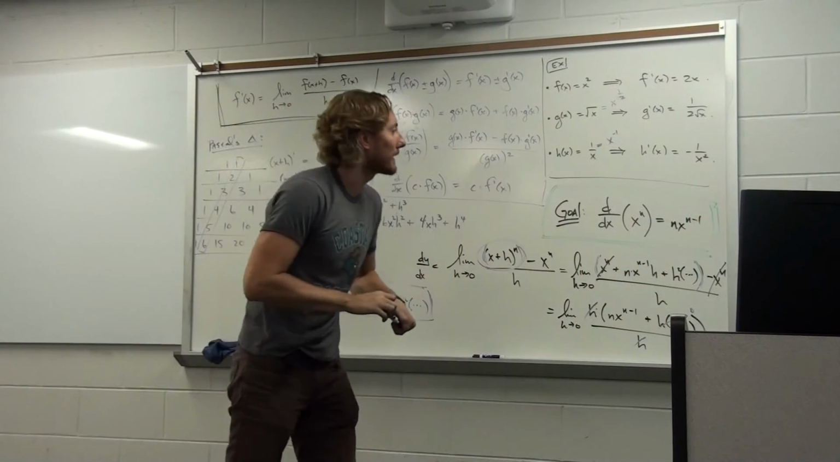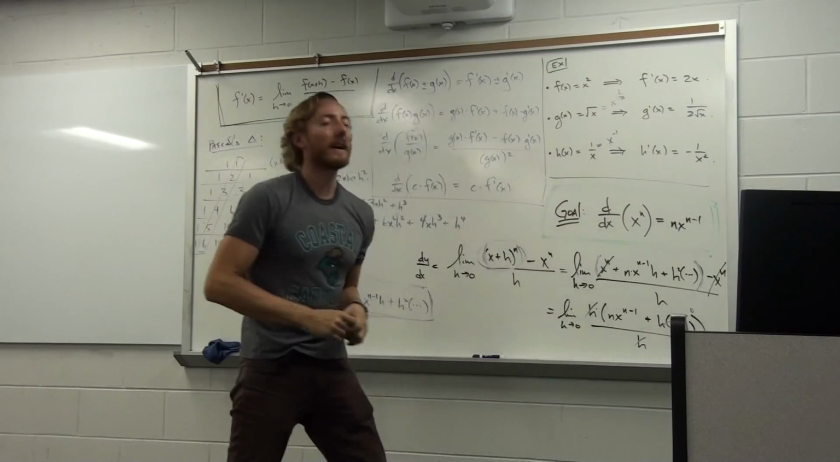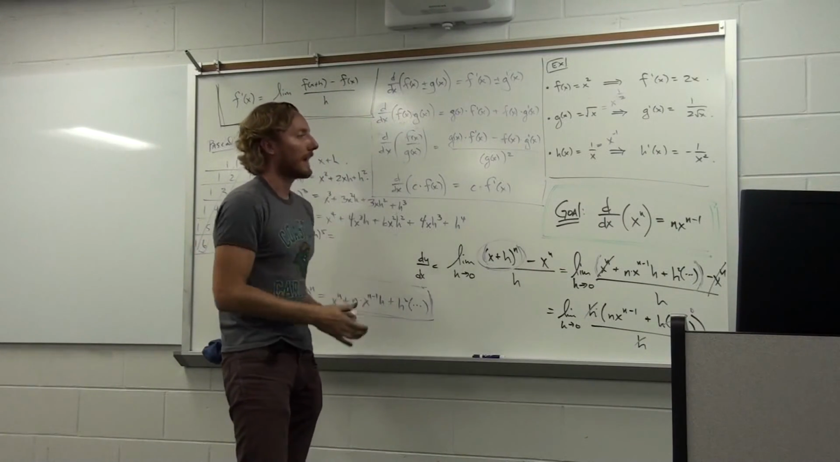And now we've got a formula for the derivative of x to the n. It's n times x to the n minus 1.